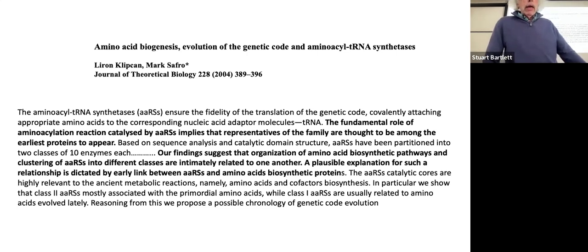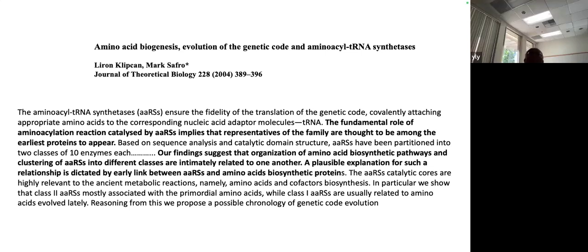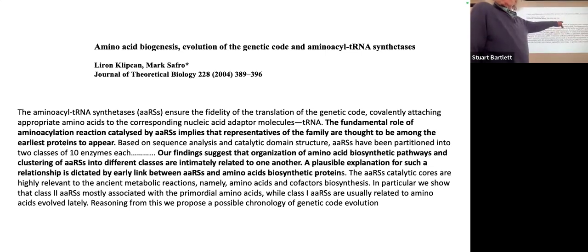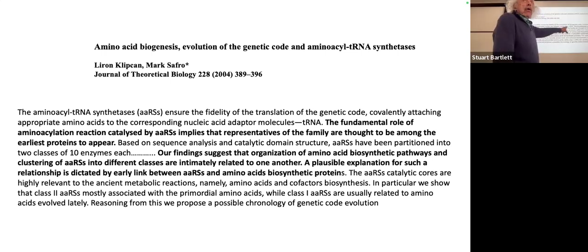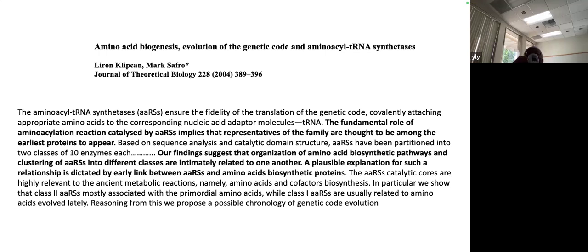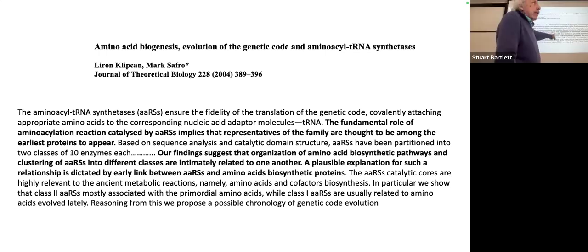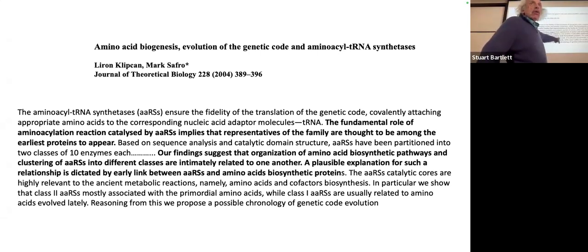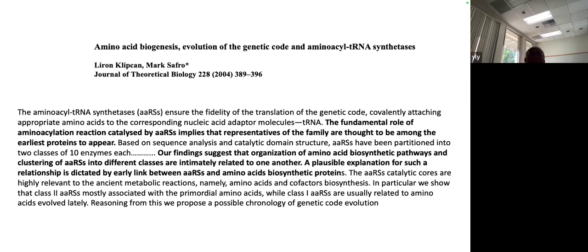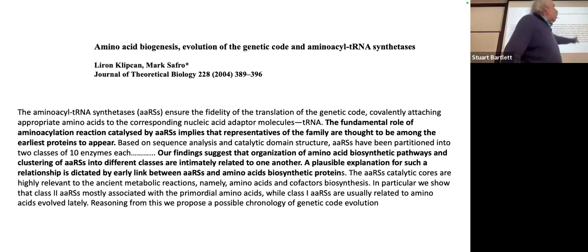these people then studied the amino acid biogenesis, which is the metabolic code from the citric acid cycle for 16 of the 20 amino acids, the evolution of the genetic code, and the aminoacyl tRNA synthetases. They did this analysis. And aminoacyl tRNA synthetases ensured the fidelity of the translation of the genetic code. That's where the genetic code started. They covalently attach the appropriate amino acids to the corresponding nucleic acid adapter molecules, tRNA.